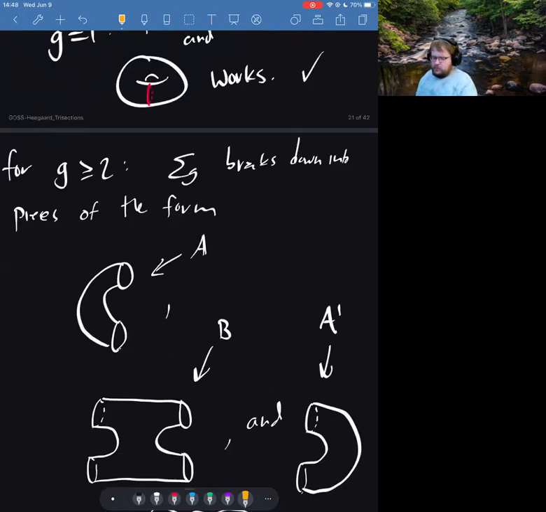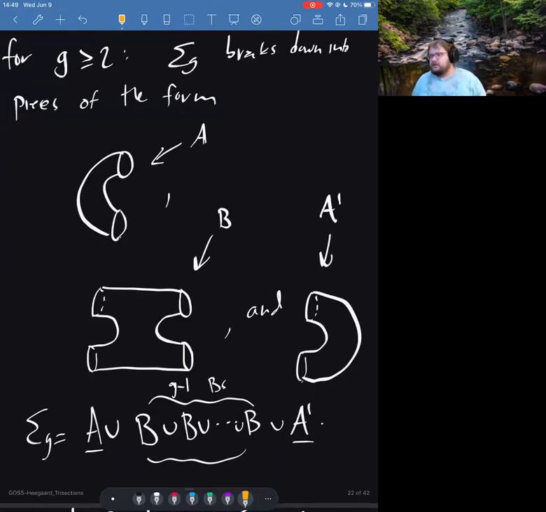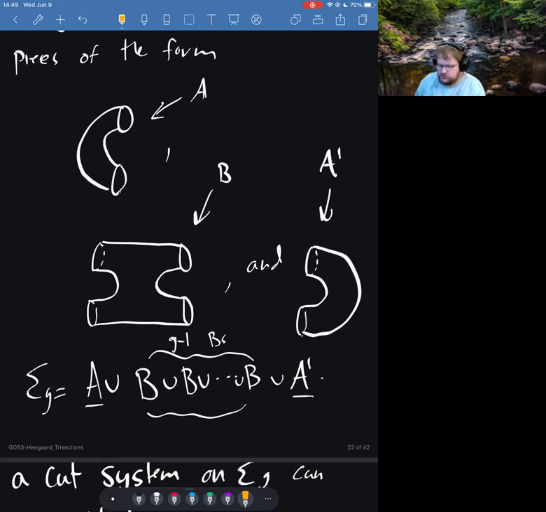So for genus two or more, sigma g breaks down into pieces of the following form. There's the piece A, which I call left macaroni. There's piece B, which is a topologist's t-shirt. And then there's piece A prime, which is right macaroni. And if you're willing to believe me, then sigma g breaks down into a left macaroni, g minus one copies of a t-shirt, and one copy of right macaroni. And we just glue everything like Lego bricks.